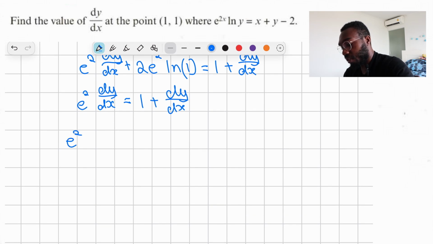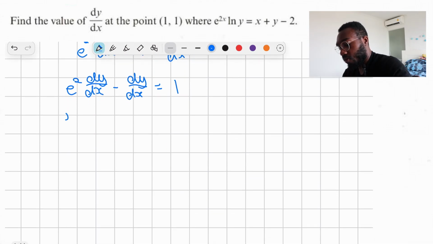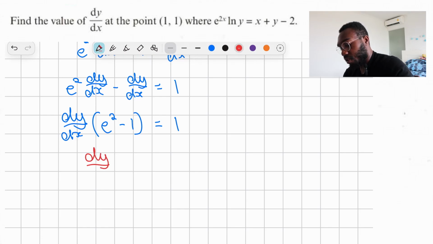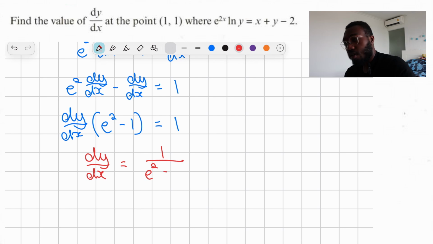So e squared dy over dx, and that is minus dy over dx, and that is equal to 1. And then we can get the dy over dx, that would equal e squared to the minus 1 is equal to 1. And therefore, if we just bring that e squared minus 1 to the other side, we get dy over dx equal to 1 over e squared minus 1.